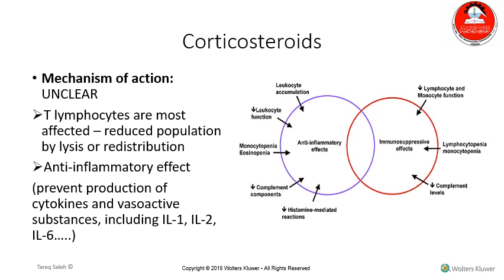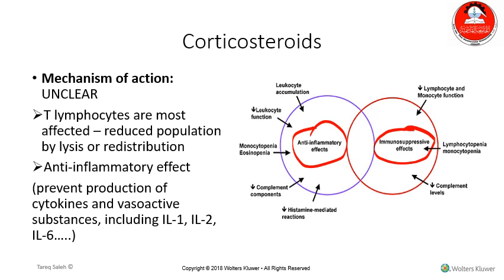Unfortunately, we don't exactly understand the mechanism of action of corticosteroids and how they effectively suppress the immune system. We definitely know that they have both anti-inflammatory effects and immunosuppressive effects. We also know that T lymphocytes are the major component of the immune system that is affected by corticosteroids, as corticosteroids can directly kill lymphocytes and reduce their population.